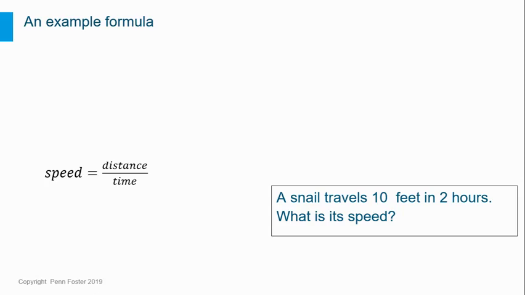For example, if a snail travels 10 feet in 2 hours, the distance is 10 feet and the time is 2 hours. To solve, take 10 divided by 2 and get a result. Speed equals 5 feet per hour. It would not work if you tried to put the numbers in any other order. You have to follow the pattern shown in the formula.